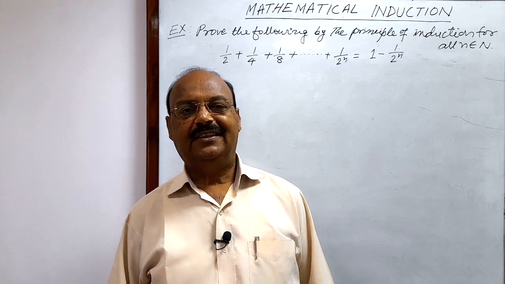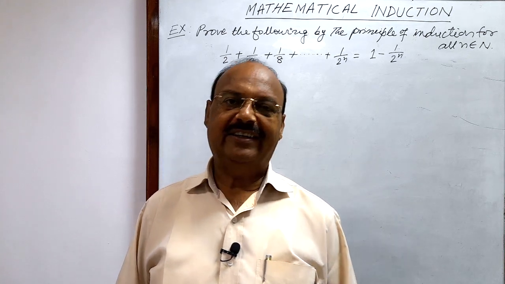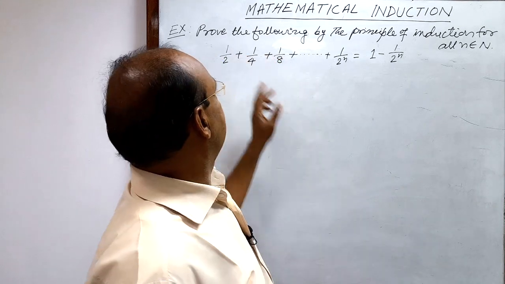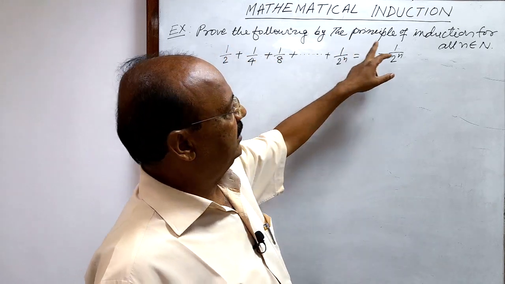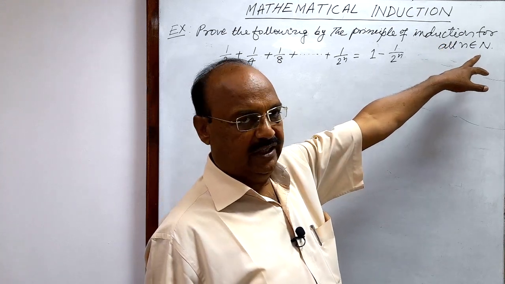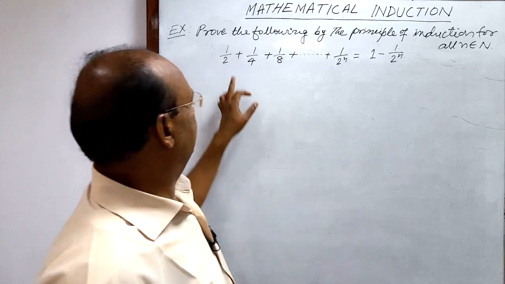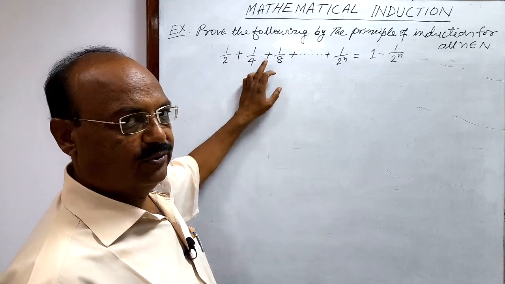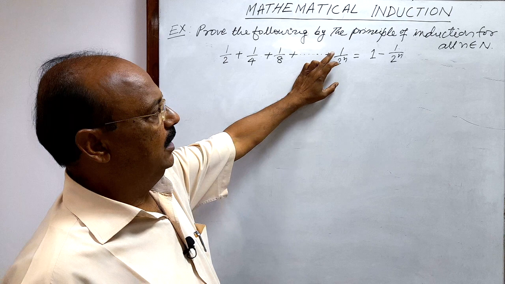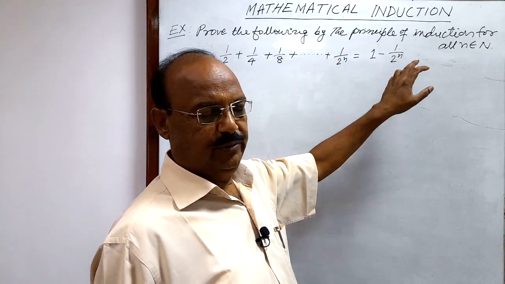Let us see a very interesting question from the chapter Mathematical Induction. Here the question is, prove the following by the principle of induction for all n belonging to capital N. You know capital N is the set of natural numbers. The statement is 1/2 + 1/4 + 1/8 + up to 1/2^n is equal to 1 minus 1/2^n.